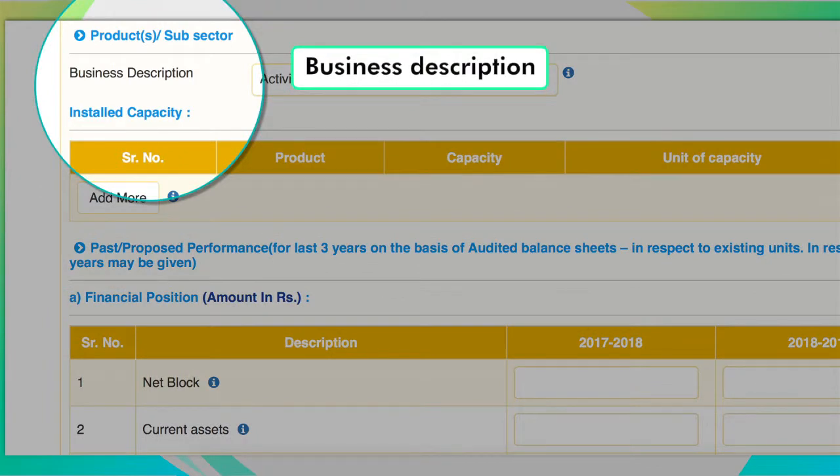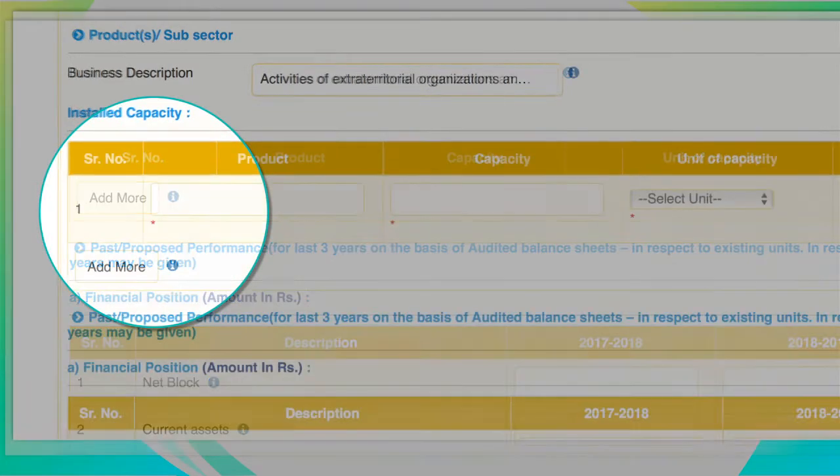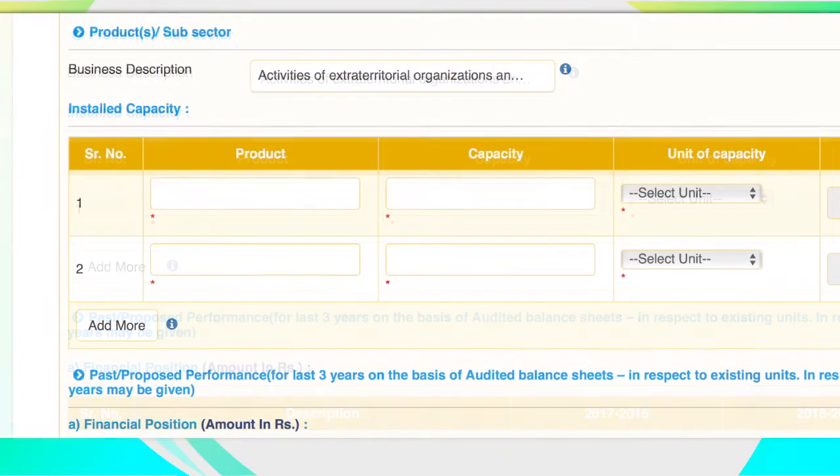The applicant needs to select the type of business the unit is associated with to be eligible for SCL/CSS. Add more option can be used in case more than one machinery is eligible for SCL/CSS subsidy and the requisite details can be added for the same.